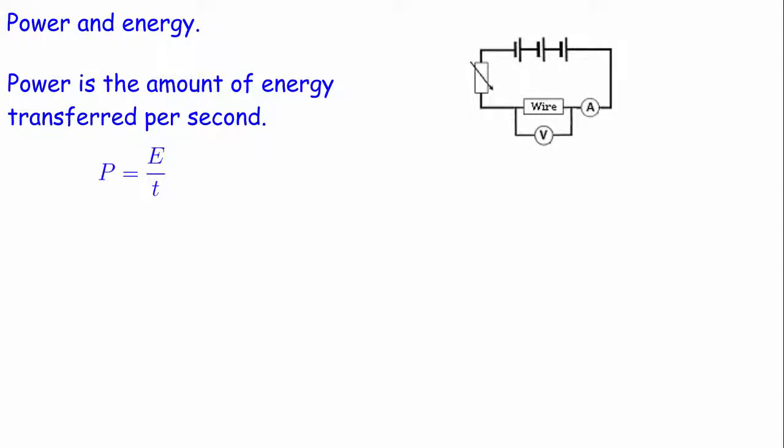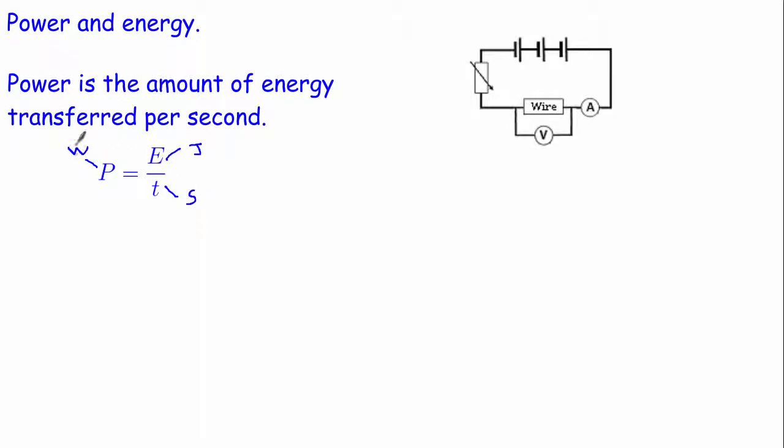Hello and welcome to this video where today we're going to be looking at the power and energy in a circuit. So when you were at GCSE you learned that the power of anything was basically the amount of energy that's transferred per second. In other words, if we know the amount of energy, which is measured in joules, and we know the time, which is measured in seconds, then we can work out the power, which is measured in watts.